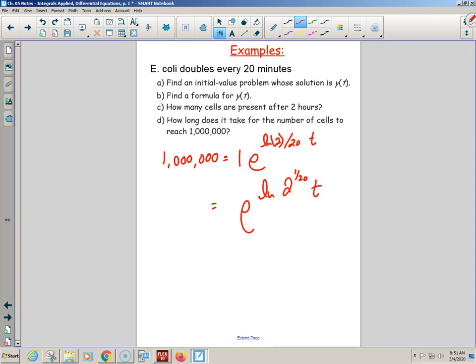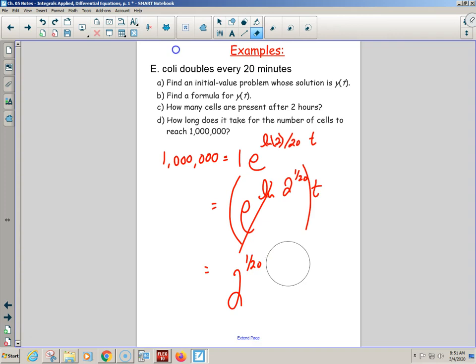Fine, honestly. Isn't a power to a power multiplication? Yeah. So can't I take that away? And then can't I do 2 to the 1 over 20 t? Oh. Because it's a power to a power, you multiply. Divide by 2 to the 120th? Yep, 1 million divided by 2 to the 120th equals t.